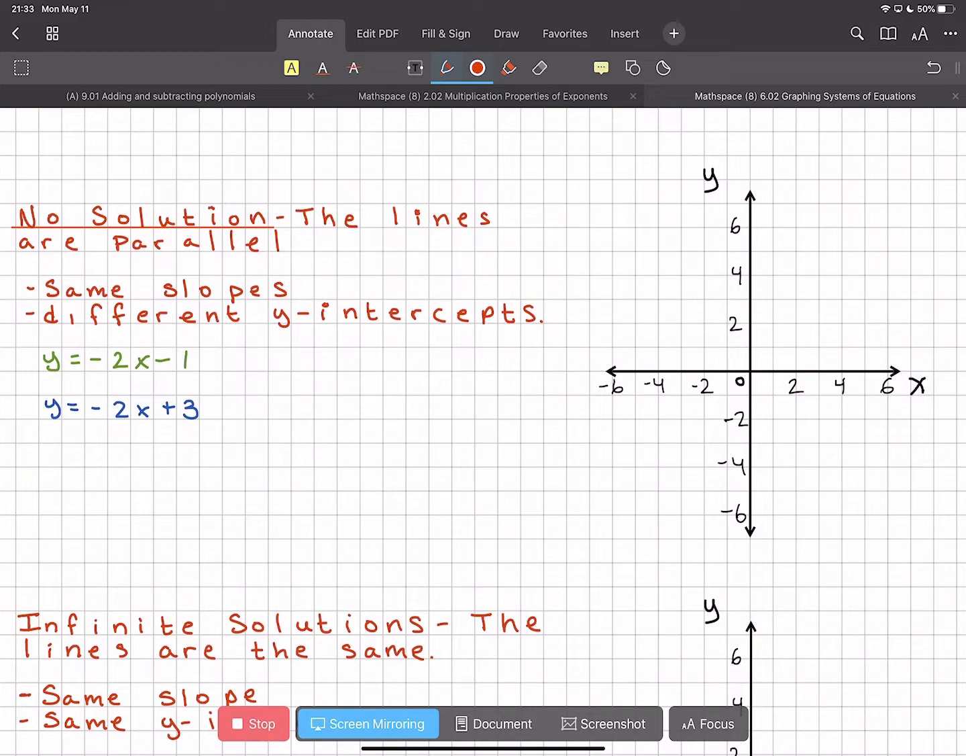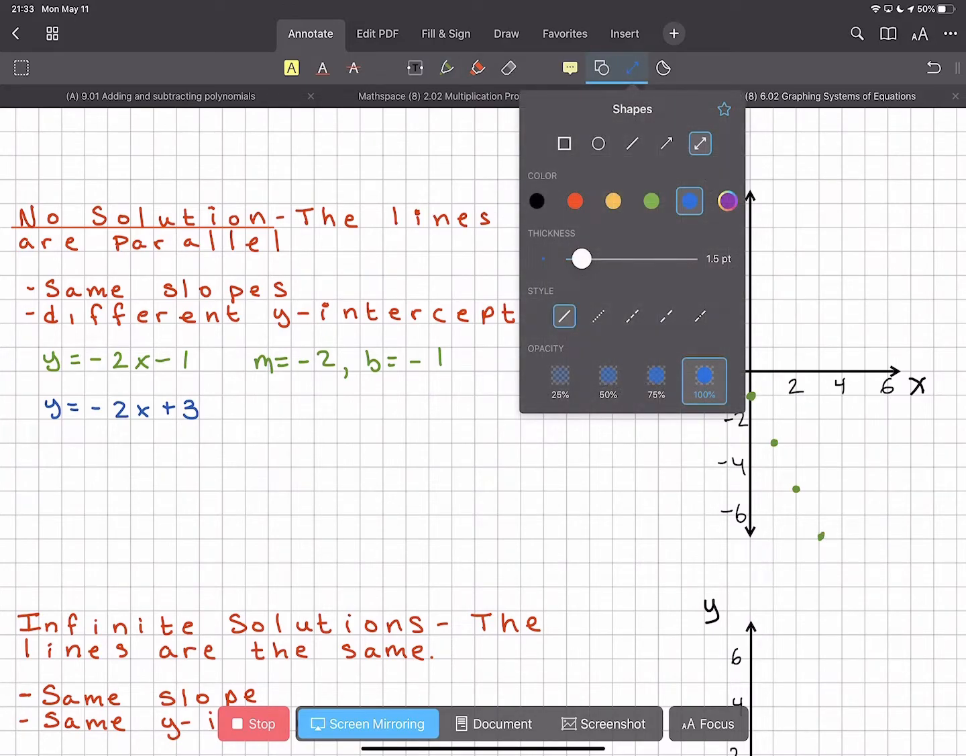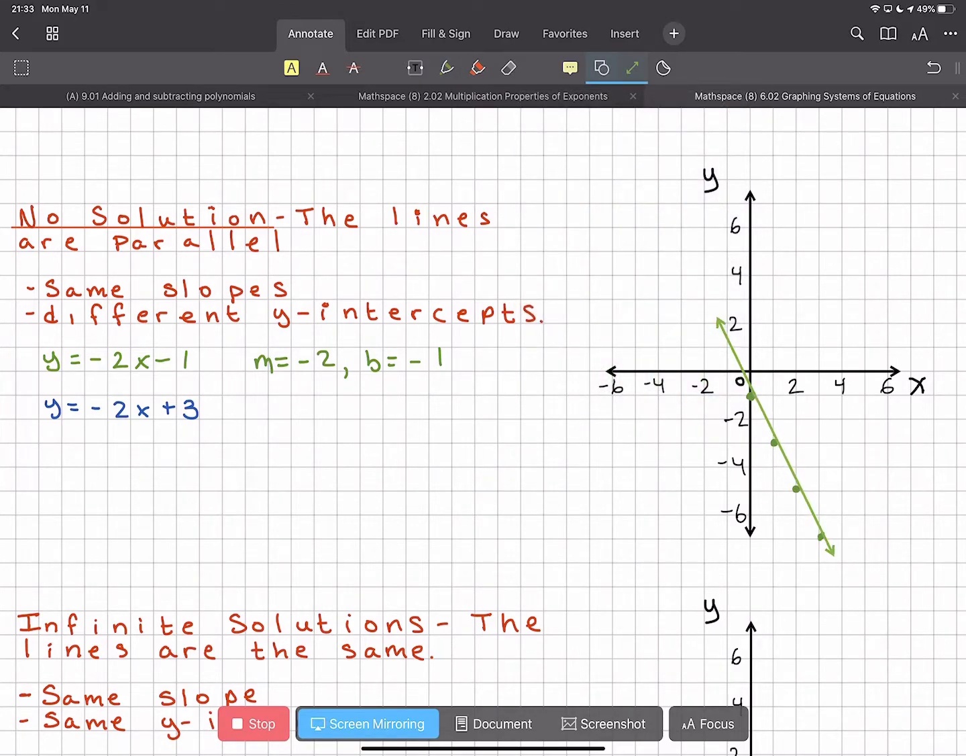So I'm going to graph the green equation, which is y equals negative 2x minus 1. So my slope is negative 2, my y-intercept is negative 1. So I'm going to start at negative 1, down 2 to the right 1, down 2 to the right 1. And I'm going to graph that line. Looks something like that.